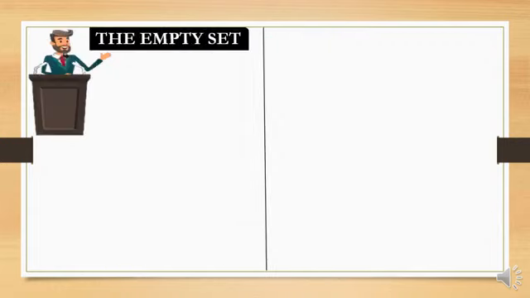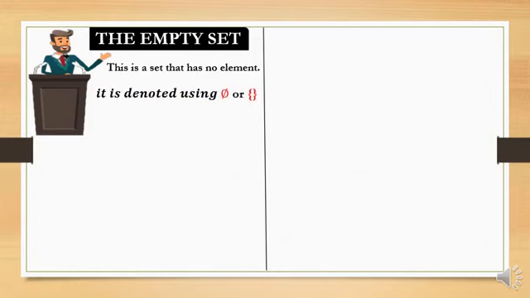Alright, now let's talk about an empty set. This is a set that has no element. The set is actually empty and there is nothing inside. So it can be denoted with this sign or this sign. So if you see any set that has this sign there, you should be able to know that it is an empty set. Either this one or this one is a representation of empty sets.